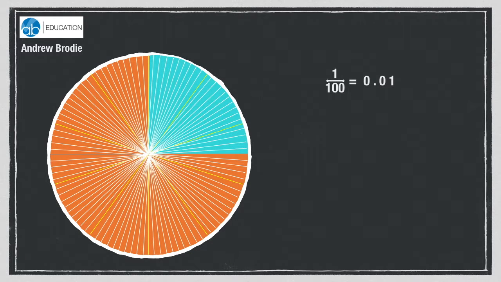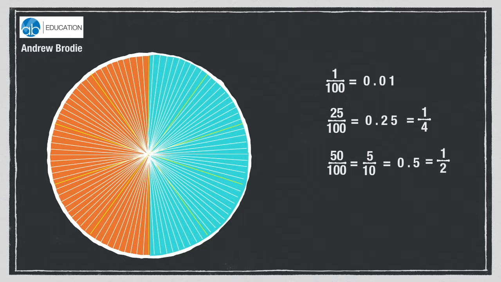25 hundredths are the same as 2 tenths and 5 hundredths, so we write 0.25. Look at the cake, that's the same as a quarter of the cake. 50 hundredths are the same as 5 tenths, which is 0.5, and that's the same as half the cake. 75 hundredths are the same as 7 tenths and 5 hundredths, so we write 0.75, which is the same as 3/4 of the cake.